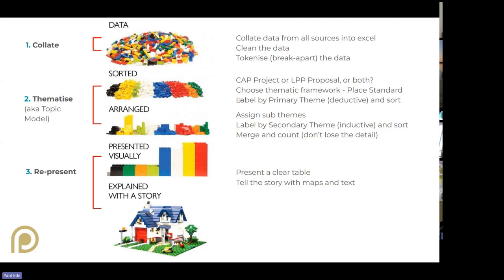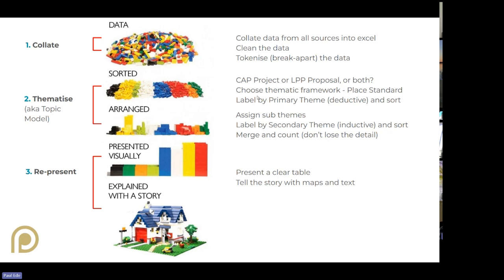Collation involves getting all data from all different sources into one place, cleaning the data, and then tokenizing it, breaking it apart. Thematizing the data involves sorting and arranging it, drawing a fork through the curly spaghetti of your plate, making it all straight again.